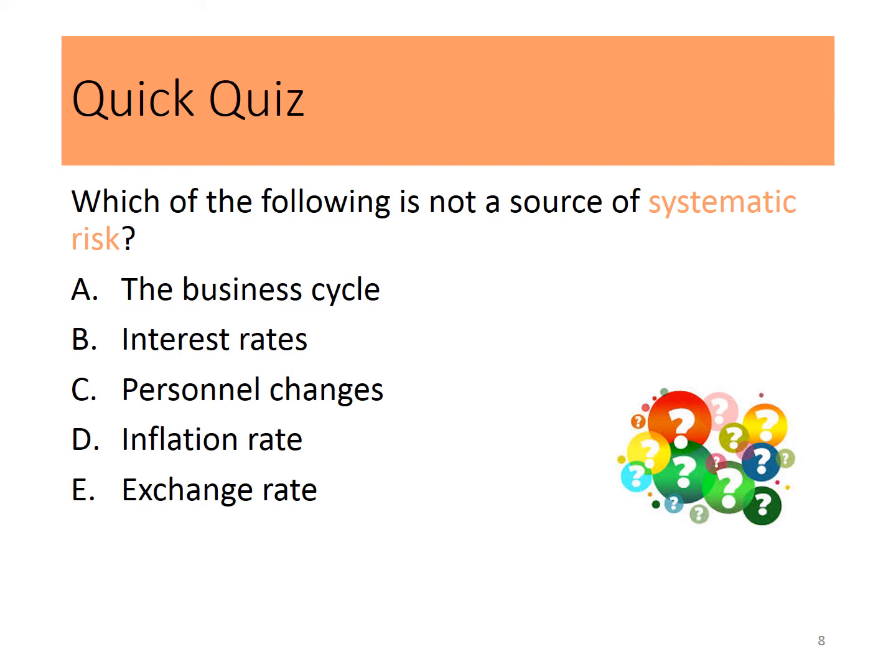Let's have another question. Which of the following is not a source of systematic risk? As we know, systematic risk is also known as beta or market risk or non-diversifiable risk. In this case, what is your answer? The answer is personnel changes. Personnel changes will only affect a specific company; they won't affect other companies in the same industry.